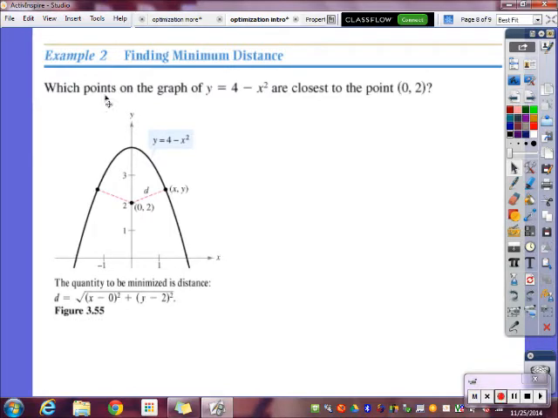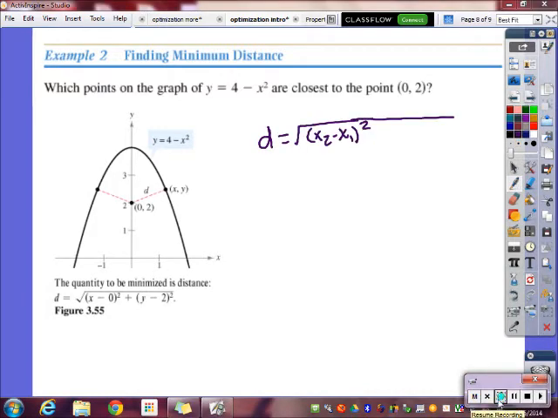It says points here because if you think about it, if we are looking at the closest distance from this point on the y-axis, you're going to have two that are the same distance. And when it's talking about closest, it's talking about distance, and that means we're going to use the distance formula.